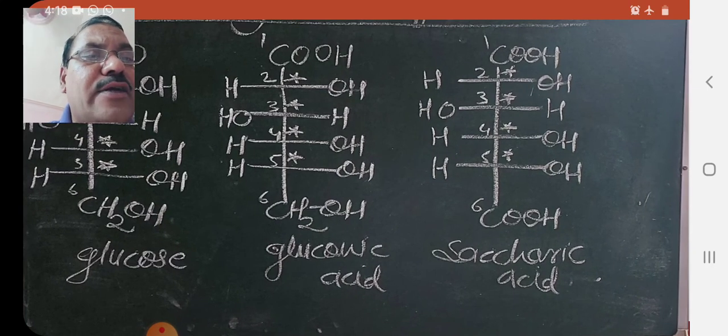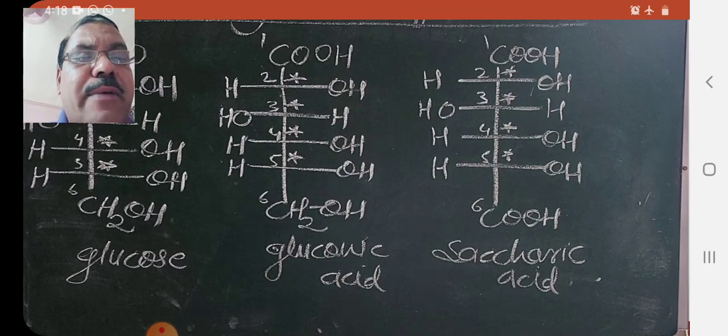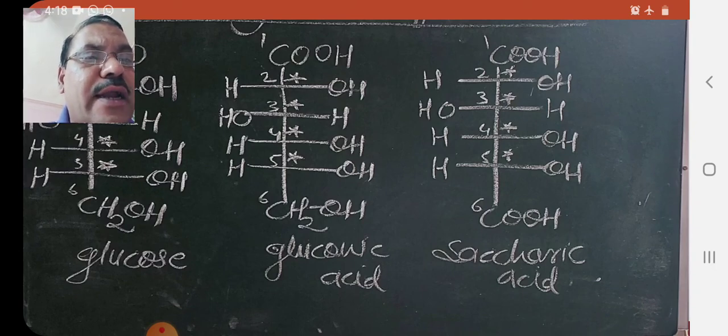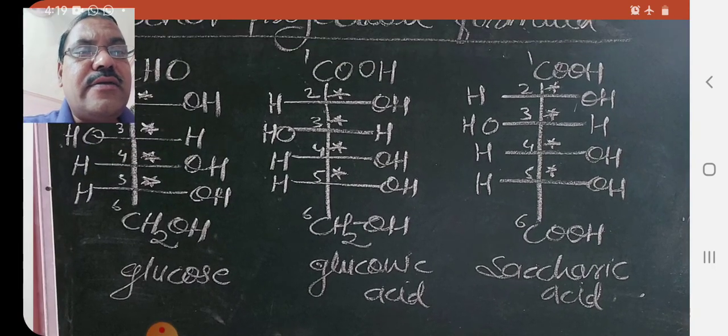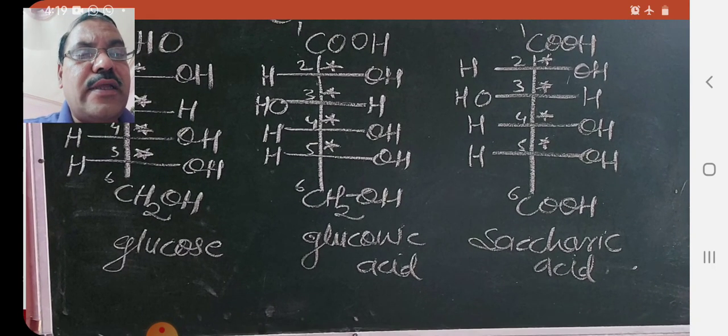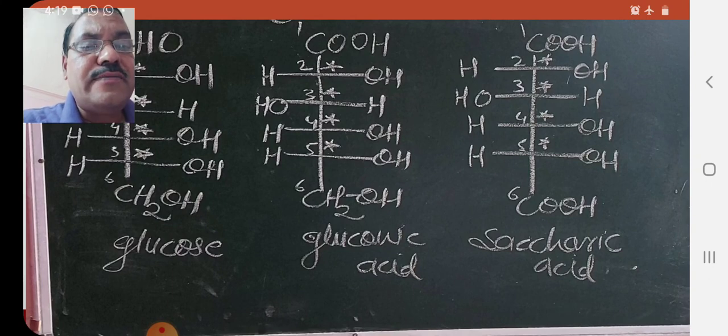In the structure of saccharic acid, you can see the first carbon is a COOH group and the 6th carbon is also a COOH group. But the remaining part, that is carbon numbers 2, 3, 4 and 5, is the same as glucose. In the third carbon, the OH group is on the left side and hydrogen on the right side, whereas carbons number 2, 4 and 5 contain hydrogen on the left side and OH on the right side. So this is the structure and properties of glucose. In the next lecture, we will see the detailed structure of glucose.